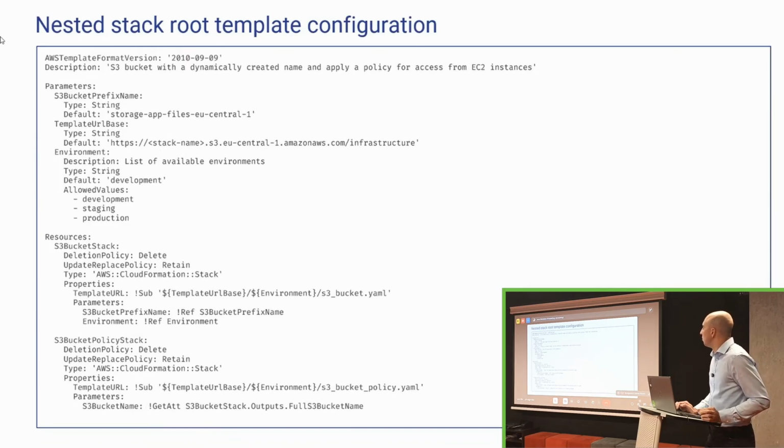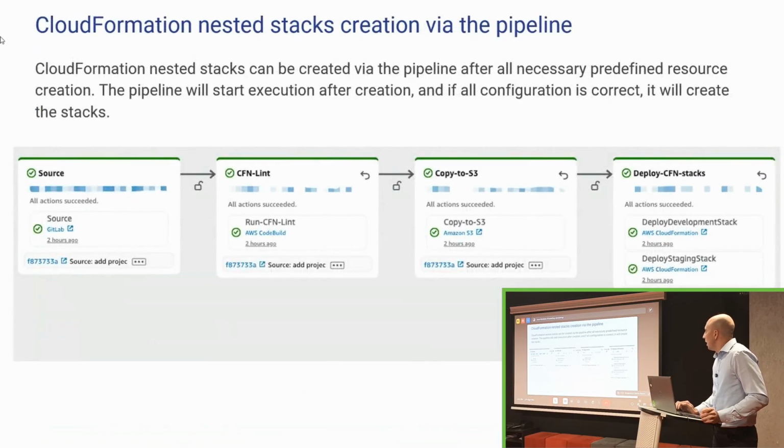Here is an example of the stack where we are trying to create two resources, for the bucket and for the policy. And here are some parameters which are necessary. And here is an example of the pipeline. In this case, everything is good. And in case of any issues or errors, we can go to the action of any stage, and we can have more logs on what's going on and what is not okay.